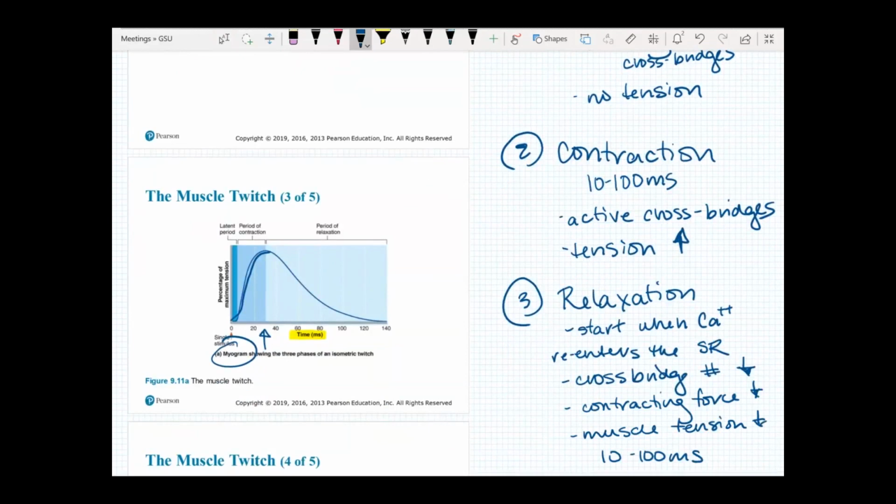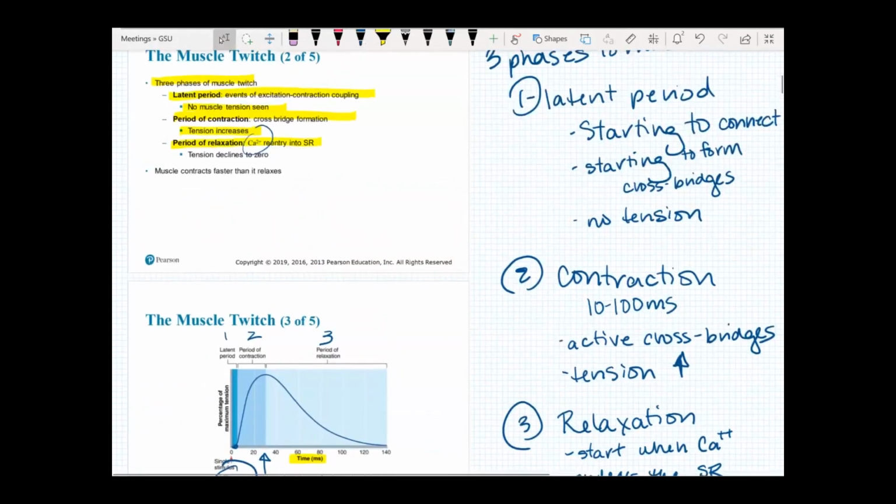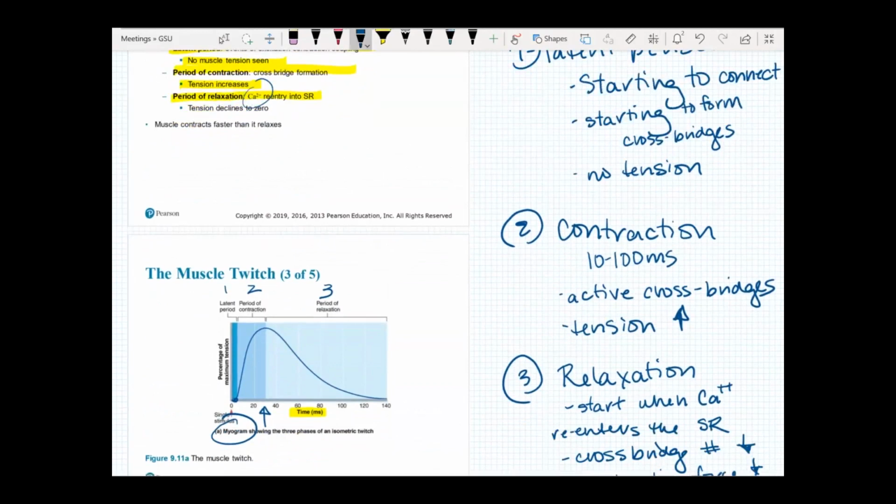So at this point, this is our muscle twitch. We've gone through the latent period, then contraction, and then relaxation. So immediately you're going to be in this point of no cross bridges forming, and you're starting to connect, but you haven't actually created any tension yet.